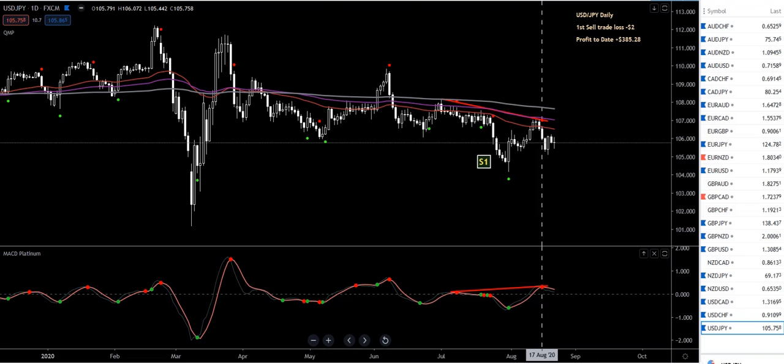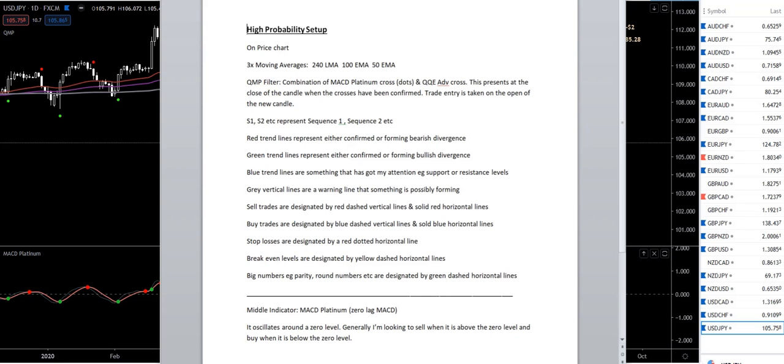Okay, that's it for the charts. I'll just bring that up again in case you were wondering what some of the lines or the colours meant. Just gives you a brief overview of everything there. Take a screenshot or pause the video and you can have a read. It's pretty straightforward.